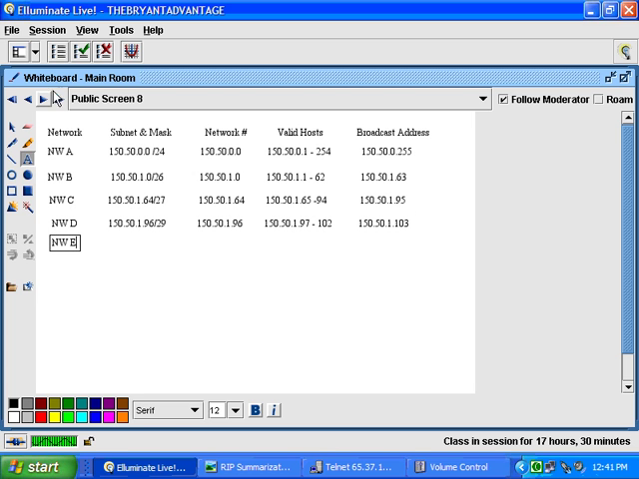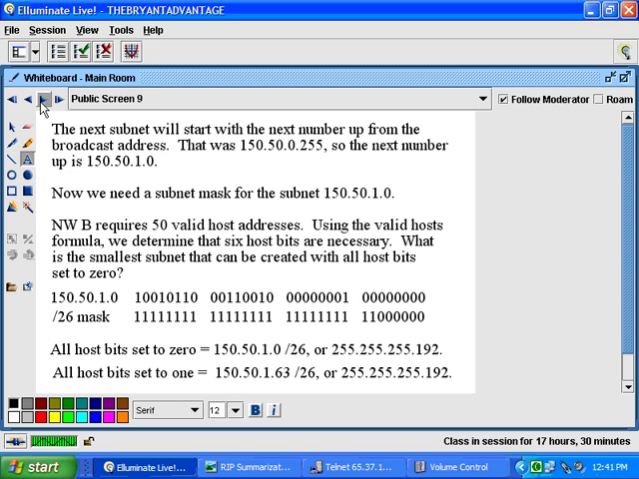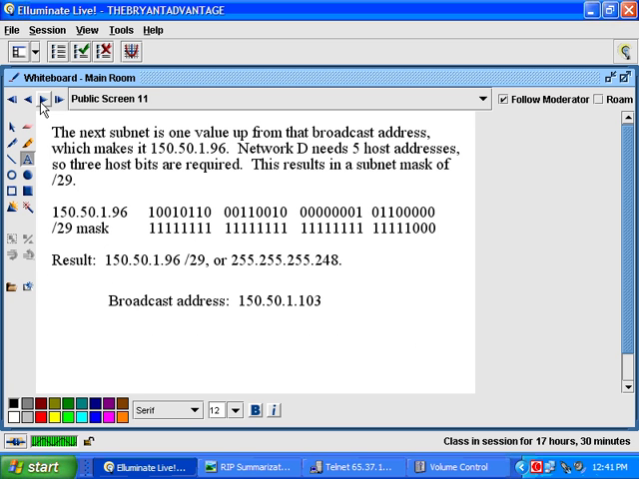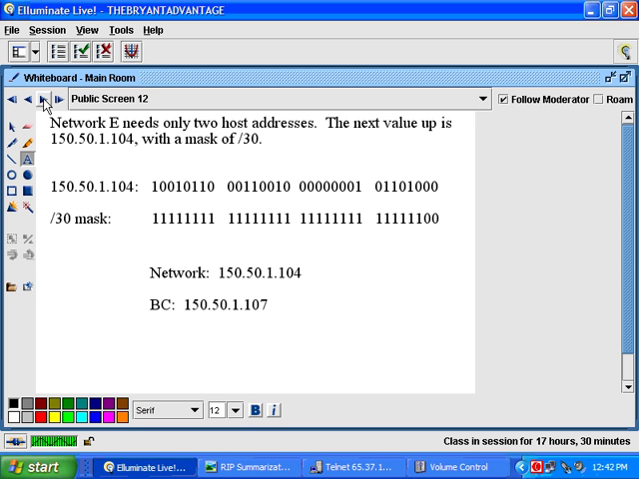And you can already see where this is going with network E, because if the broadcast address for D is 103, then you know it's going to be 104 for network E. And we're going to use a 30-bit mask because we're only asked for that one to have 2 valid host addresses. And according to the formula, we need only 2 host bits to make that happen, so we can use a 30-bit subnet mask. And this ties us down to exactly 2 addresses, so this better be a point-to-point network, obviously.